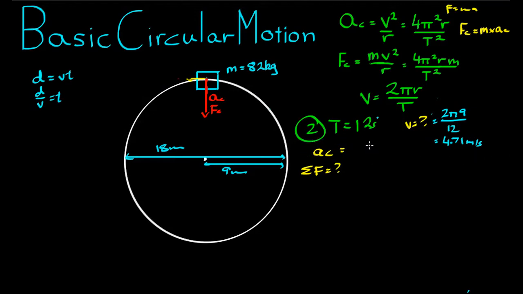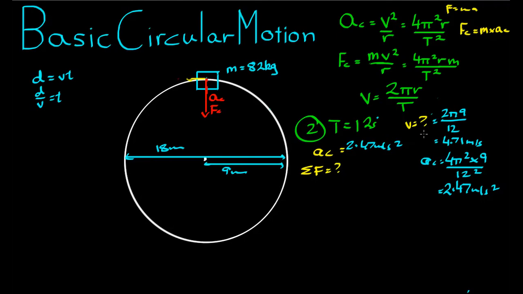Let's find the acceleration. We won't use the formula with v in it because we've worked out v ourselves. Let's use the formula with T in it. So centripetal acceleration is equal to 4 pi squared times r, which is 9, on T squared, that's 12. So 4 pi squared times 9 divided by 12 squared. Never forget this squared down here. So a lot of people make that mistake in VCE. I have a centripetal acceleration of 2.47 meters per second squared. So 2.47 meters per second squared.